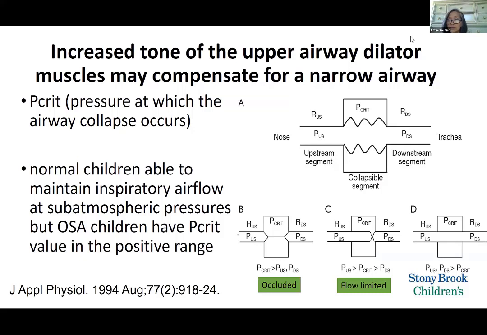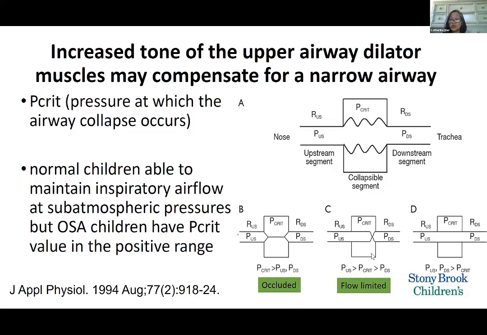I'm sorry, I have to move my screen. So you can see that peak rate is the pressure at which the airway collapses. It is actually the pressure surrounding your upper airway, which is a collapsible segment. And the relation of the peak rate to your upstream segment, which is your nasal segment, and to your downstream segment, or your lower airway, your trachea, is crucial to determine whether you have a patent airway, an occluded airway, or a flow-limited airway.